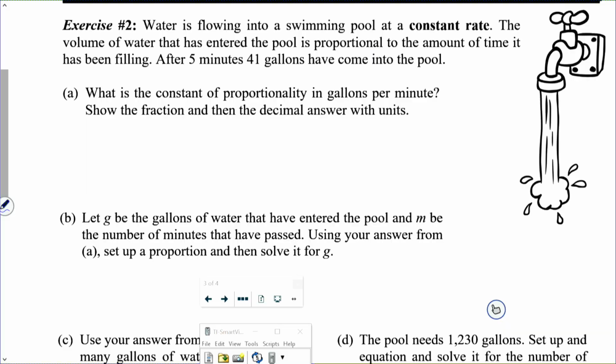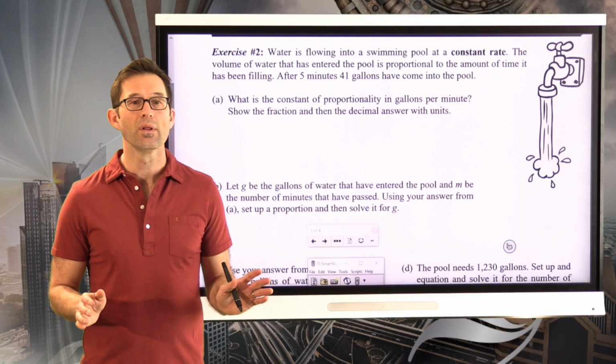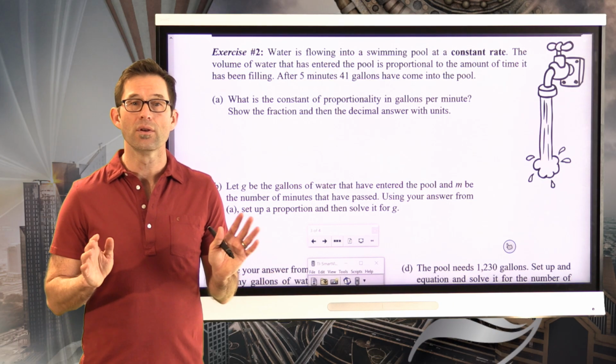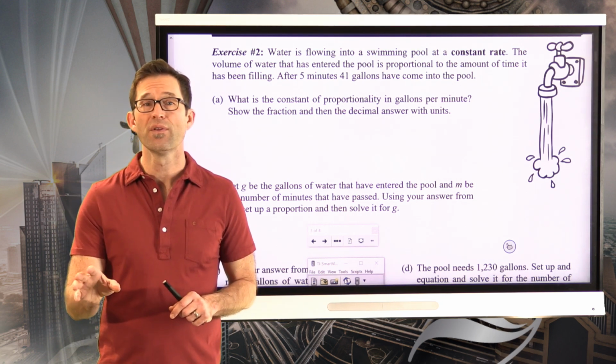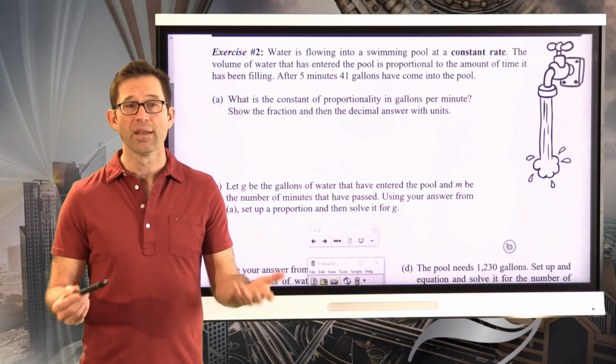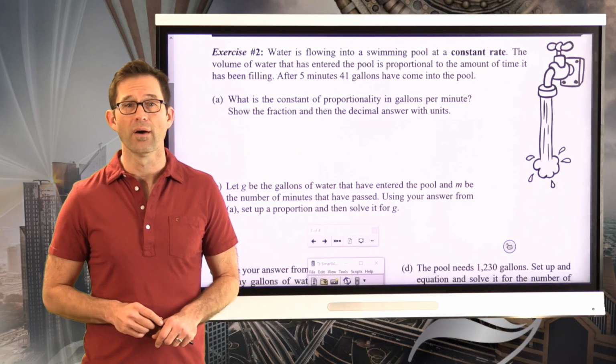Problem number 2. Water is flowing into a swimming pool at a constant rate. The volume of water that has entered the pool is proportional to the amount of time it's been filling. After 5 minutes, 41 gallons have come into the pool. Letter A asks us, what is the constant of proportionality in gallons per minute? Show the fraction and then the decimal answer with units. All right, this should really be quite easy. So what I'd like you to do is pause the video now, set up a ratio, use your calculator to help you with the division, and then express the unit rate, and it's going to have some decimals in it. Pause the video now.